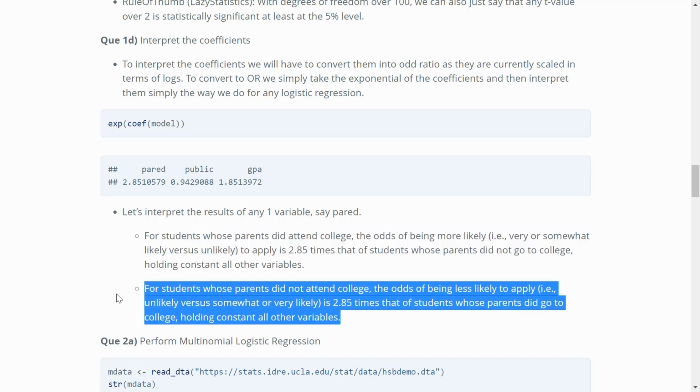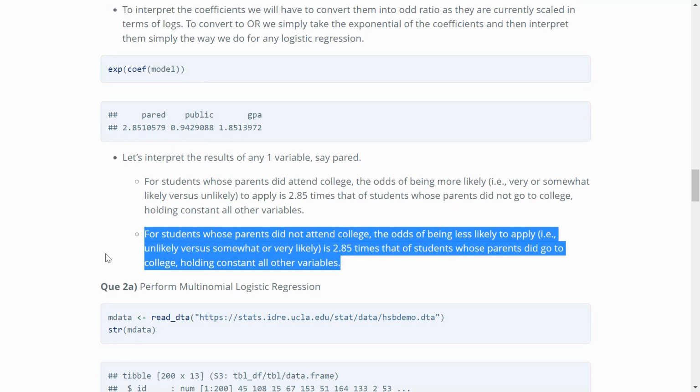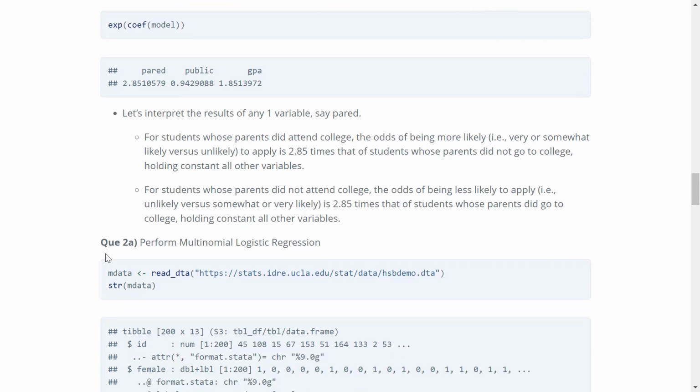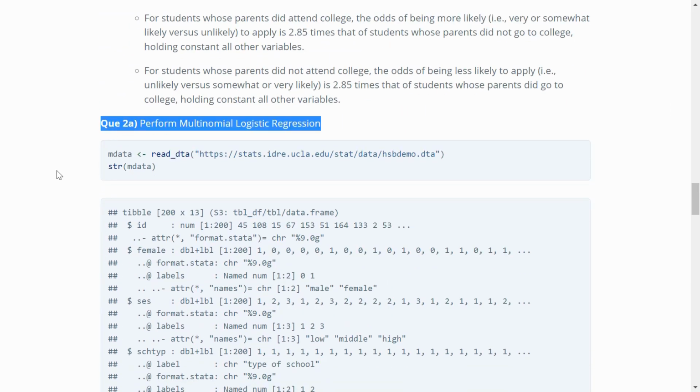Similarly, for students whose parents did not attend college, the odds of being less likely to apply, that is unlikely versus somewhat or very likely, is 2.85 times that of students whose parents did go to college, considering all other variables as constant. So that is how you interpret the coefficients. In the same fashion, you can interpret other coefficients as well. Now moving to the next question, it says perform multinomial logistic regression.